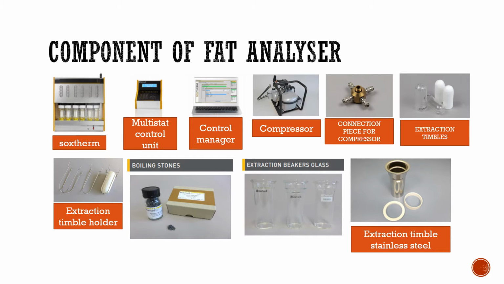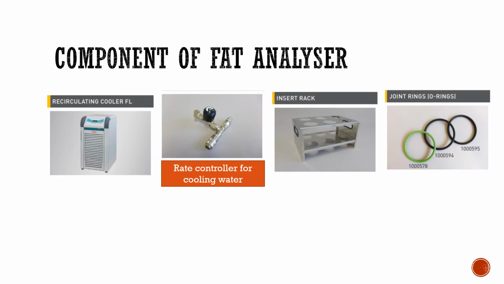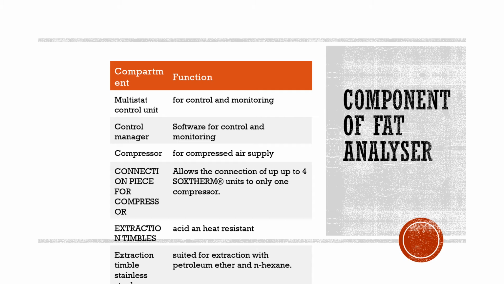Extraction timber holder, boiling stones, extraction beaker glass, and extraction timber stainless steel. Okay, we also have recirculating cooler, rate controller for cooling water, insert rack, and joint ring, or we call it O-ring. Alright, these are all the functions of each component of the fat analyzer.